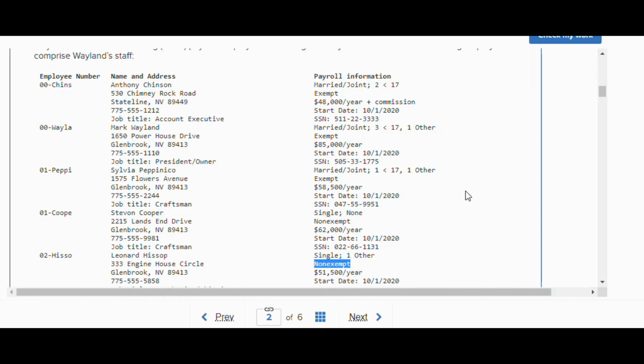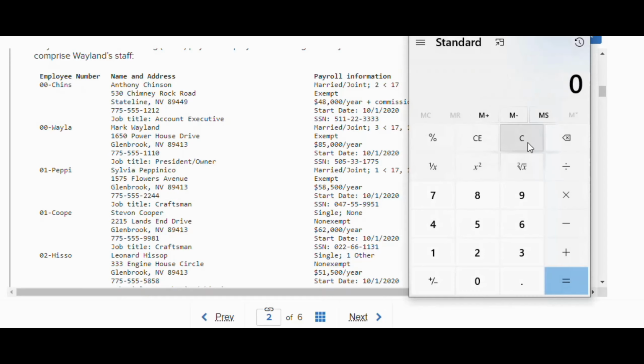To find a period wage for a salaried individual, such as Chinson, we are going to take their salary and divide it by the number of pay periods. As a semi-monthly payor, Wayland will have 24 pay periods, giving Chinson $2,000 per pay period that he will earn.